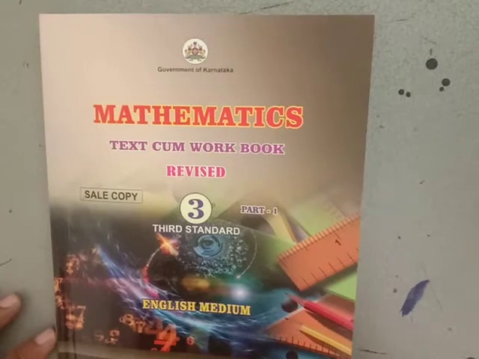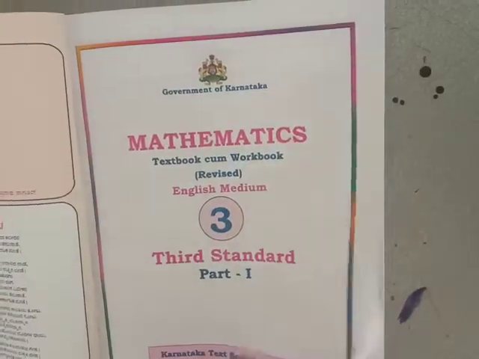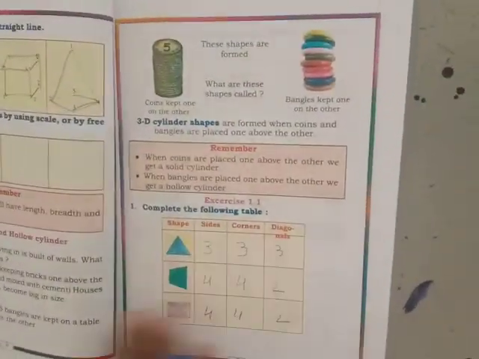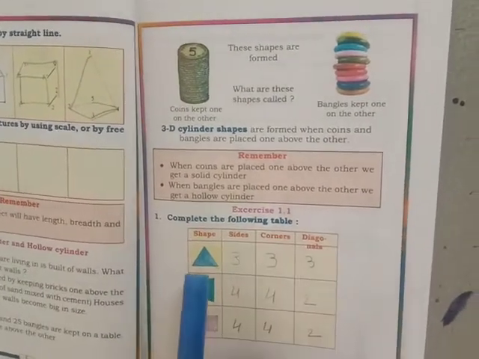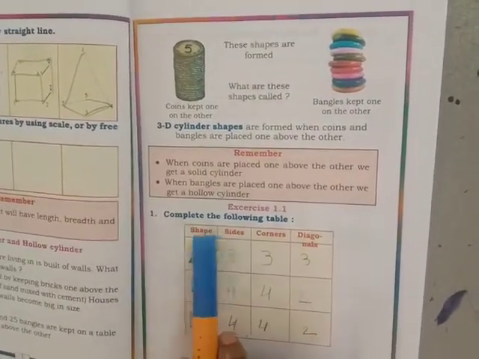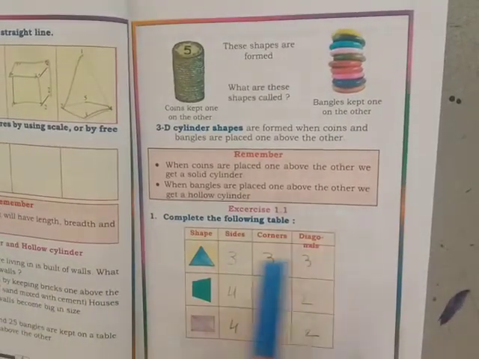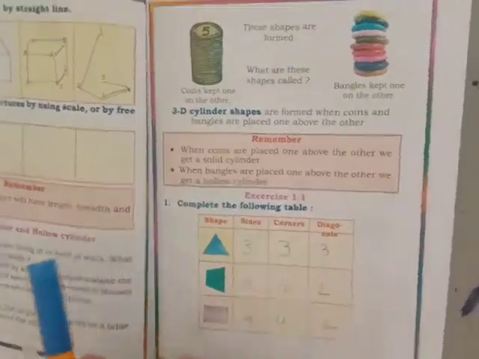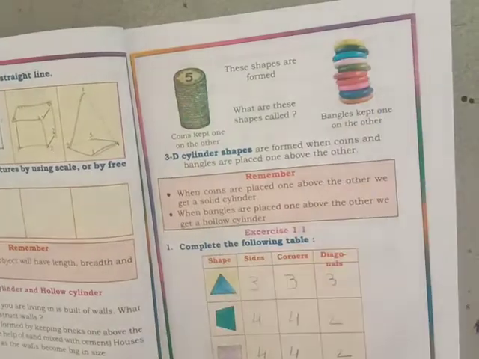Mathematics for third standard. In the last video, I taught you solid cylinder and hollow cylinder. What is the difference between solid cylinder and hollow cylinder, with the examples of coins and bangles.